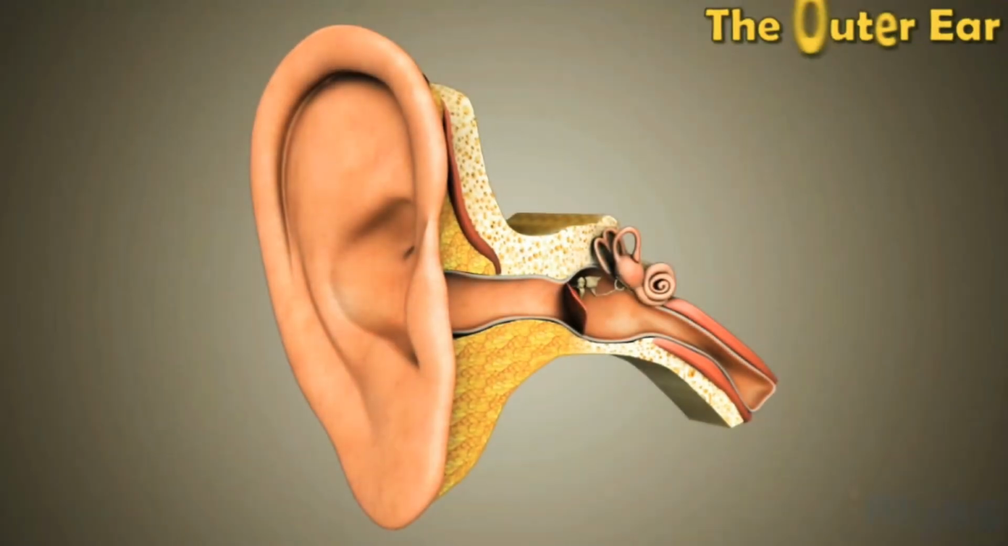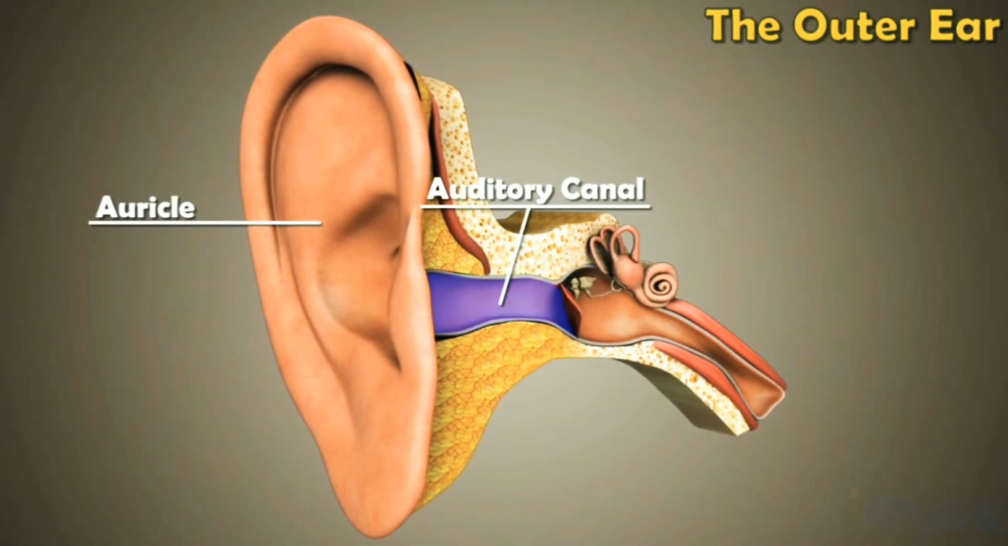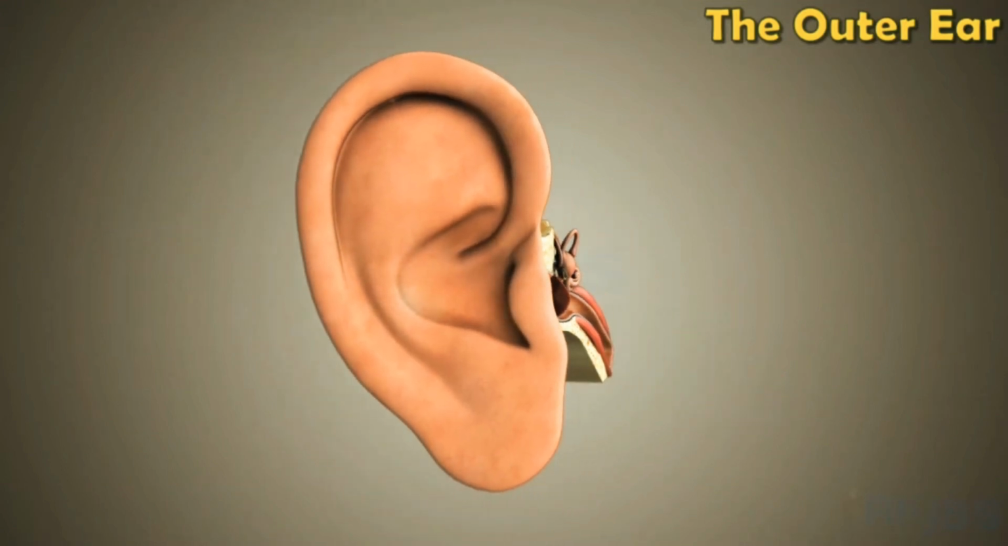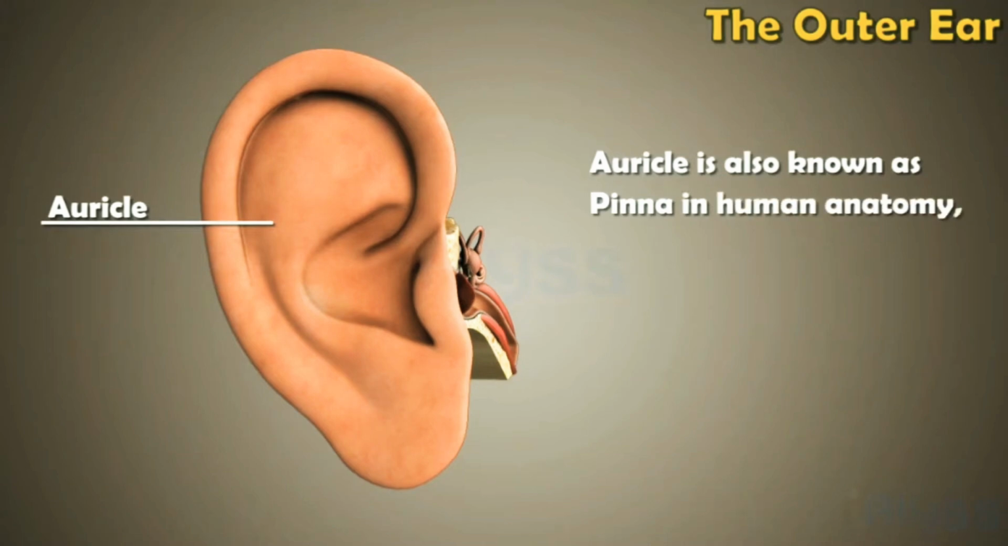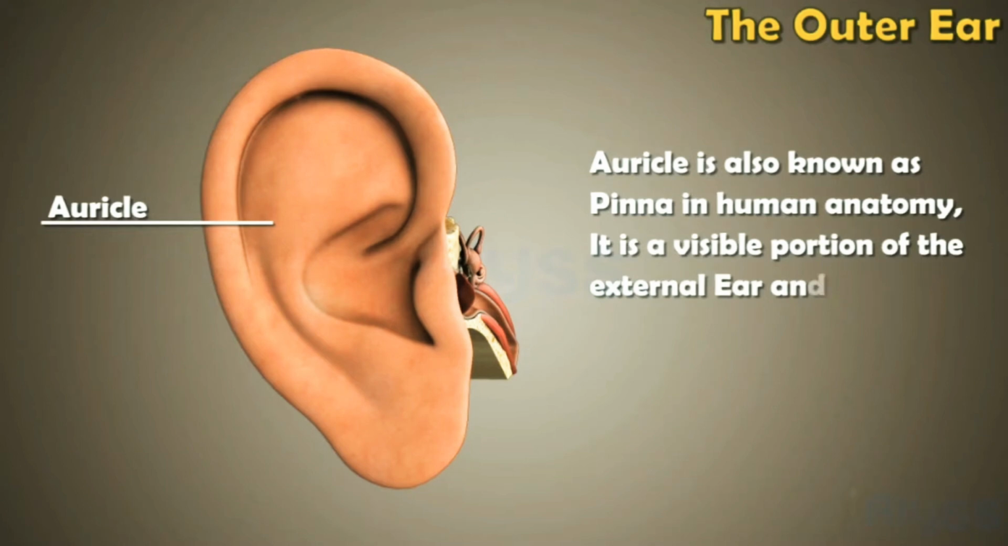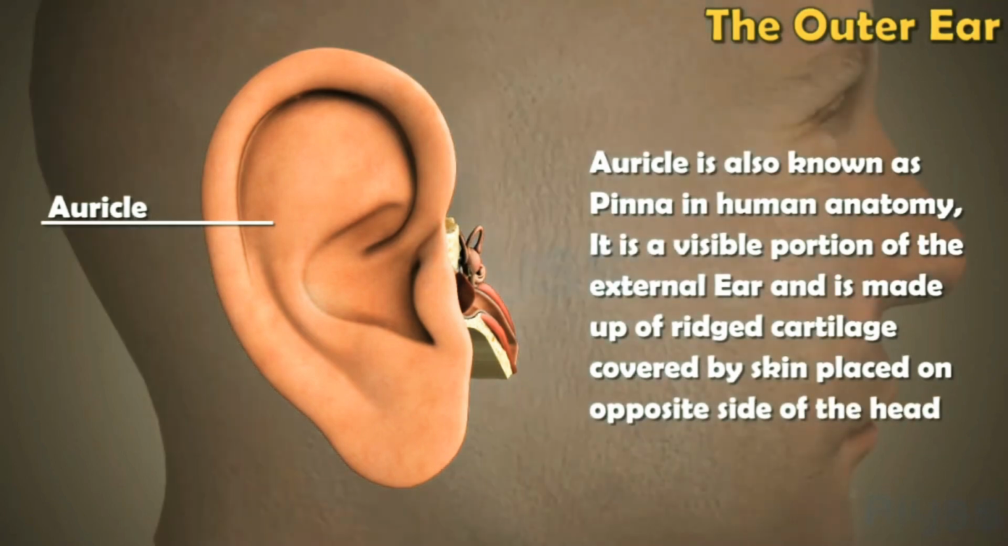The outer ear includes the auricle, auditory canal, and eardrum outer layer. The auricle is also known as the pinna in human anatomy. It is a visible portion of the external ear and is made up of ridged cartilage covered by skin, placed on opposite sides of the head.